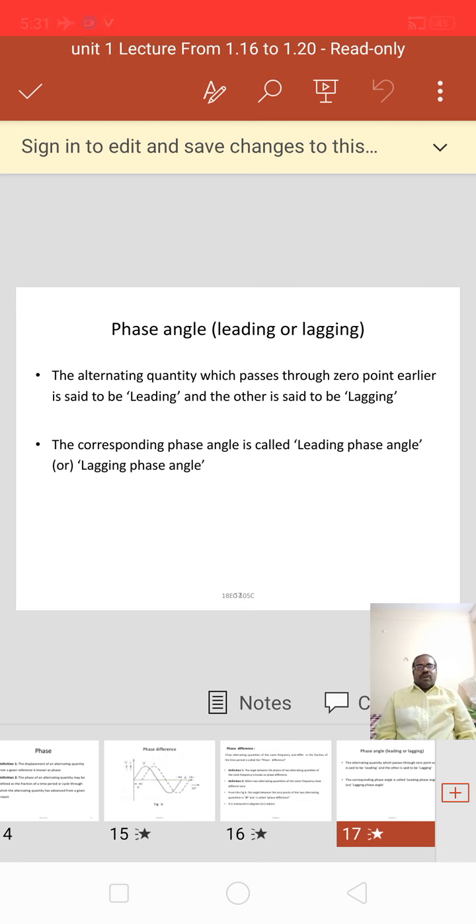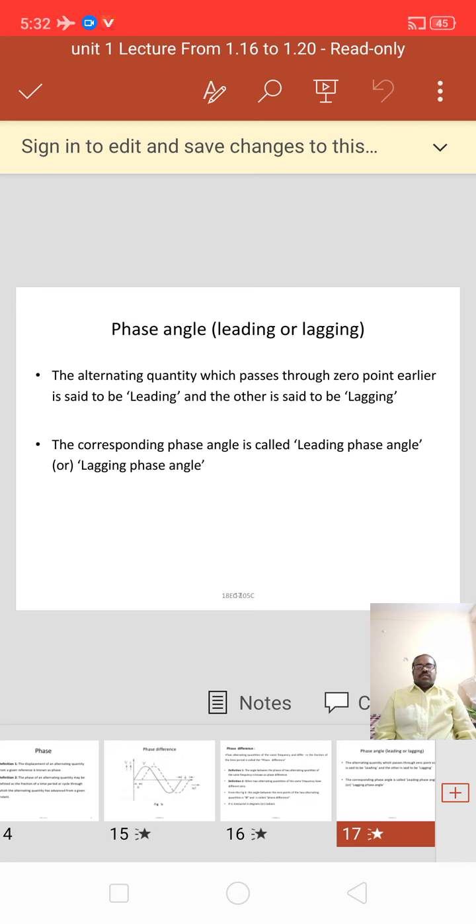Now the concept of phase angle, that is leading or lagging. The alternating quantity which passes through the 0 point earlier is said to be leading and the other is said to be lagging.